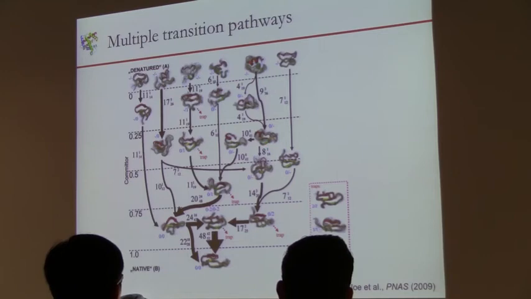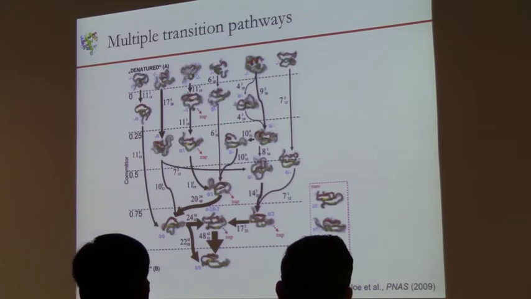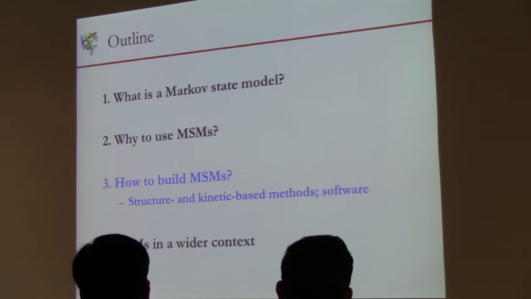So, for example, here, if we start in this state and we want to end up in a folded state, then we can see that we can follow this path, or this path, or this path, and many other methods, like the string method, cannot represent this. Now, how do we build Markov State models?